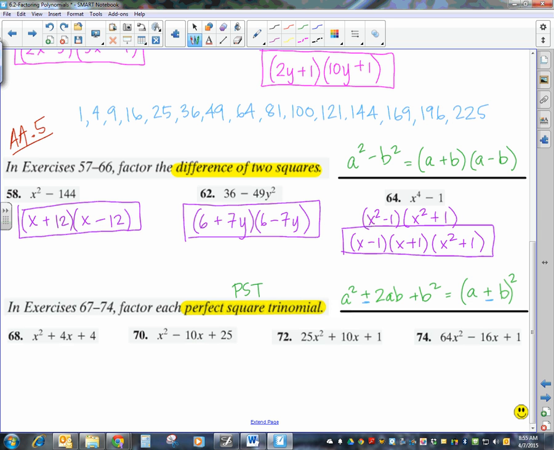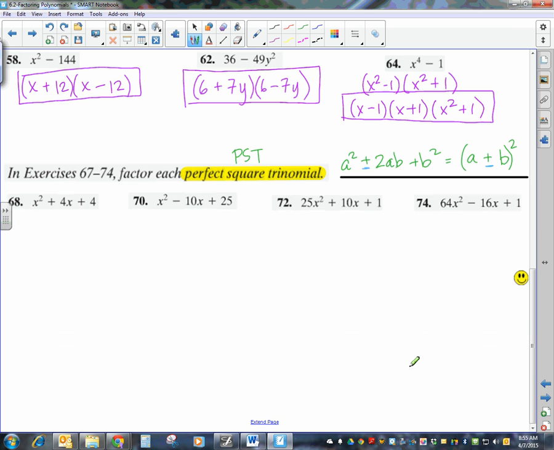Again, if you can remember the pattern, this is great because you don't have to think so much. It's not nearly as much work as the other ones that we just did. Okay, this last group are PSTs, and what you're doing here is you're recognizing that the first term is a perfect square and the last term is a perfect square. So if you do that, I'm going to try x, and then I have 2. It always takes this sign, okay, and then it's squared. And if you multiply these together, x times 2 times 2, you get that middle term. So you know that you've got your PST.